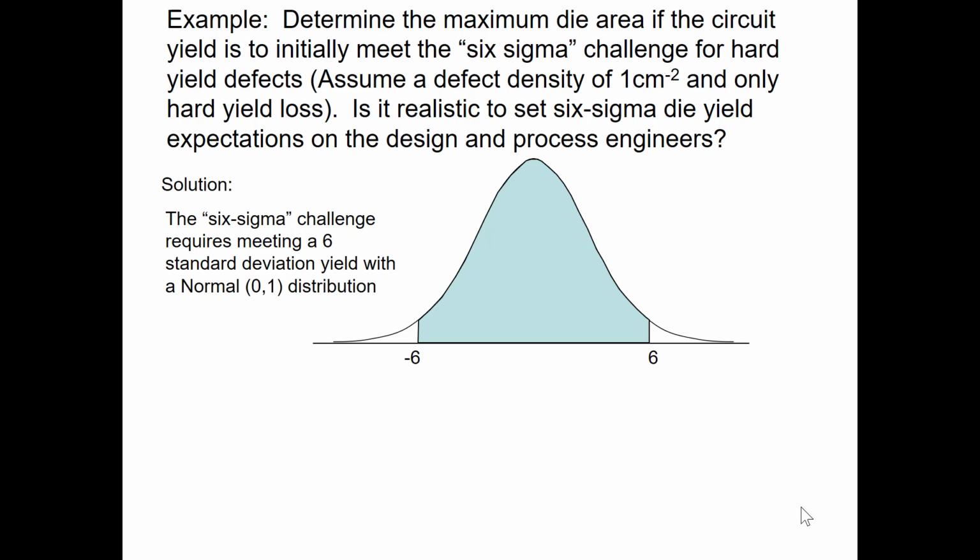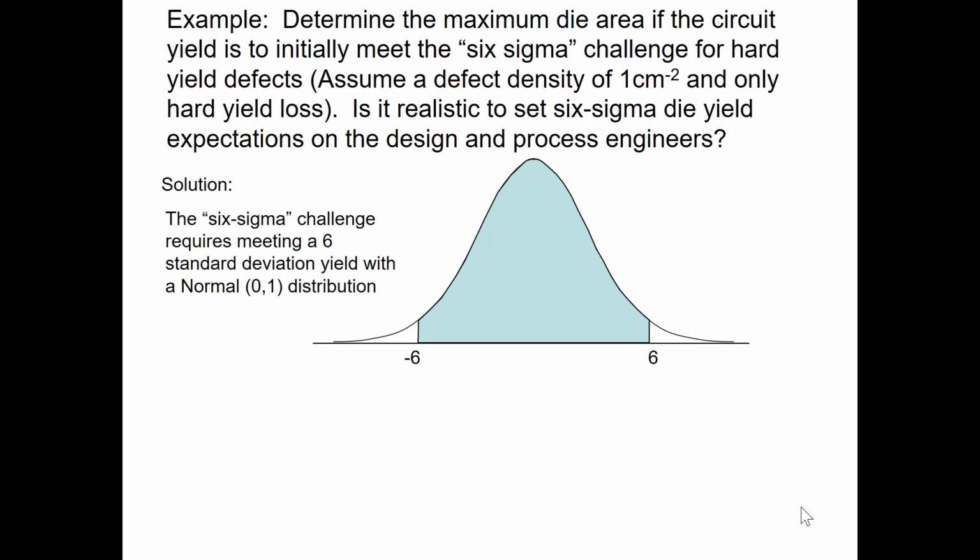Okay, so we're going to work backwards now. We're going to say if we want to have 6 sigma yield, how big can we make the area of our die? Because we make it bigger, the yield goes down because of the defect, right? I'm going to do this calculation to get some idea about how realistic it would be for somebody to come in and tell you you must design your circuits to meet 6 sigma characteristics.